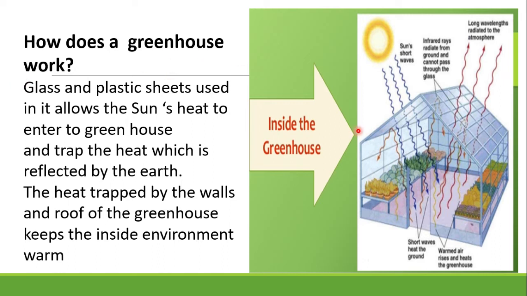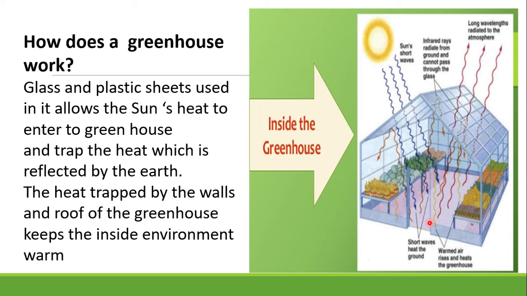See here, inside the greenhouse, the light energy or heat energy that comes from the sun is of shorter wavelength. These are named as shorter wavelengths. These pass through the glass or plastic sheet and enter inside the greenhouse, warm the air, and are absorbed by the plants inside it. What are these shorter wavelengths doing? These heat up the ground as warmer air rises and heats the whole greenhouse.